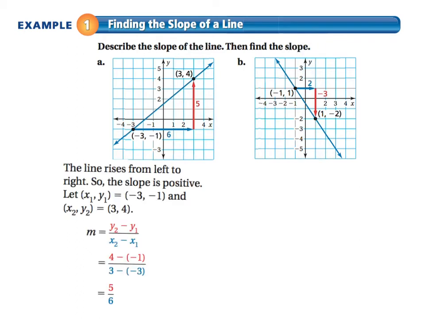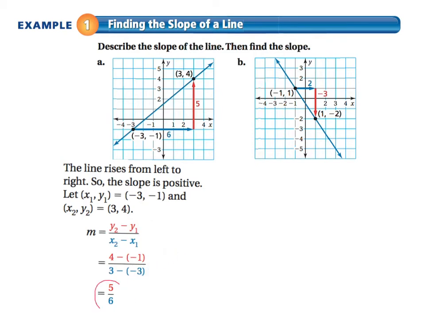Now, in this example, we would describe it as the line rises from left to right, so the slope is positive. Now, it does not matter to me if you want to take this 3, 4 or this negative 3, negative 1 and start with either one. So as you can see, I write down the slope, m equals. I am letting x sub 2, y sub 2 be the 3, 4, and x sub 1, y sub 1 be these two values. So if I subtract my y values, 4 minus negative 1, this is not 4 minus 1, it's 4 minus negative 1, which is 4 plus 1, that's 5. And then 3 minus negative 3, which is 6.